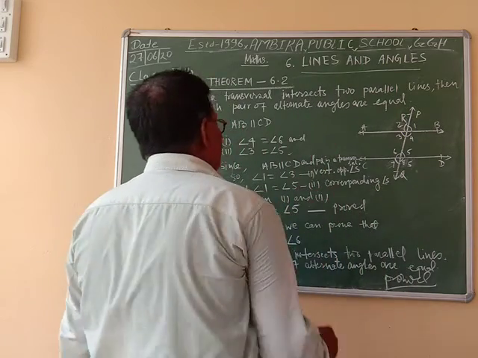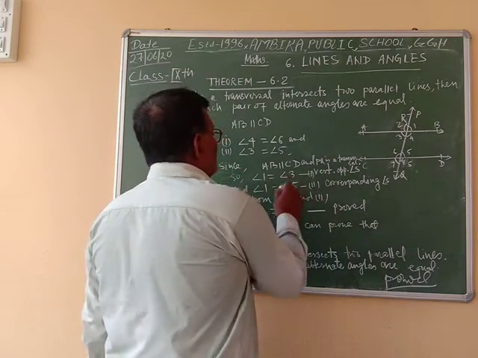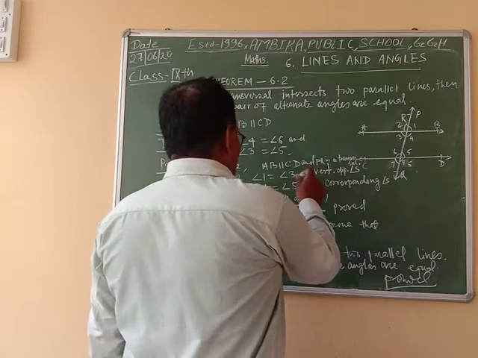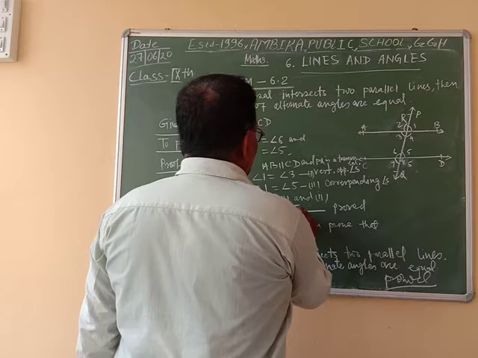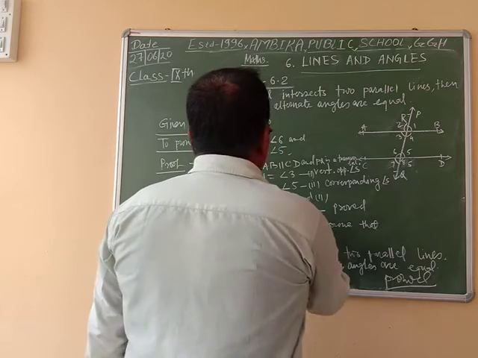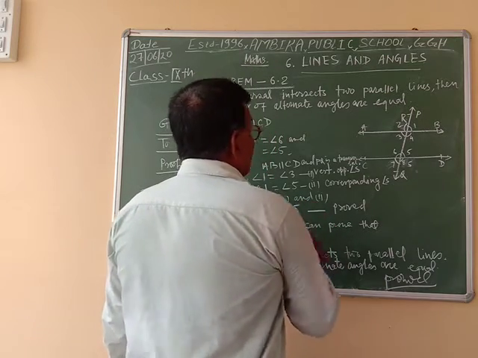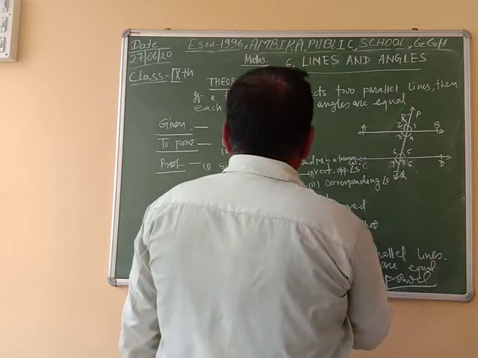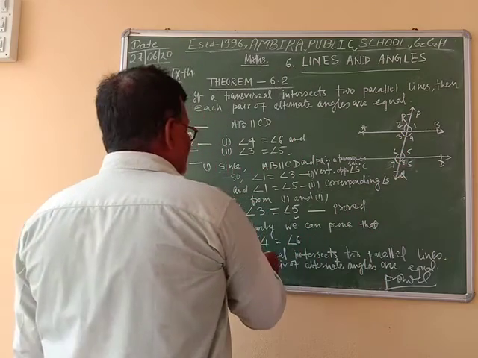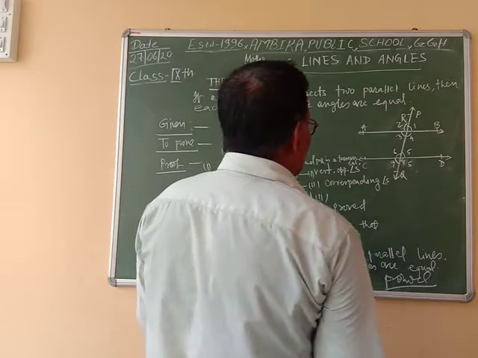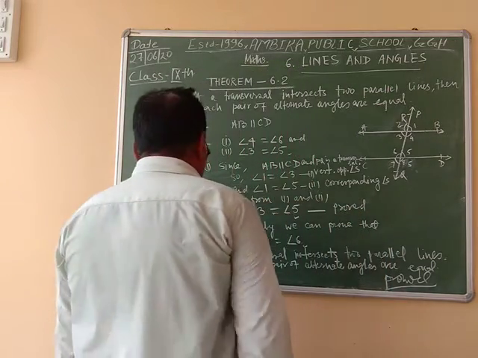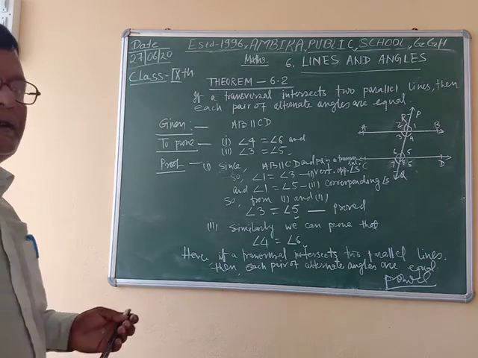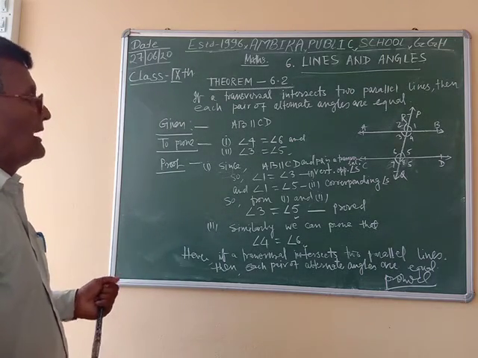So from 1 and 2, angle 1 is equal to angle 3 and angle 1 is equal to angle 5. So from 1 and 2, angle 3 is equal to angle 5, which are alternate interior angles. And similarly, we can prove that angle 4 is equal to angle 6. Hence, if a transversal intersects two parallel lines, then each pair of alternate angles are equal.